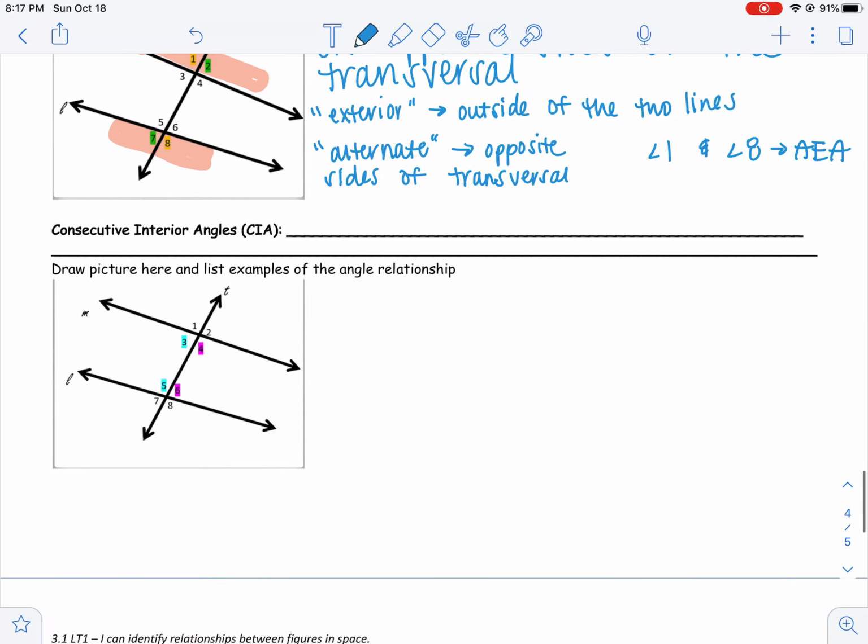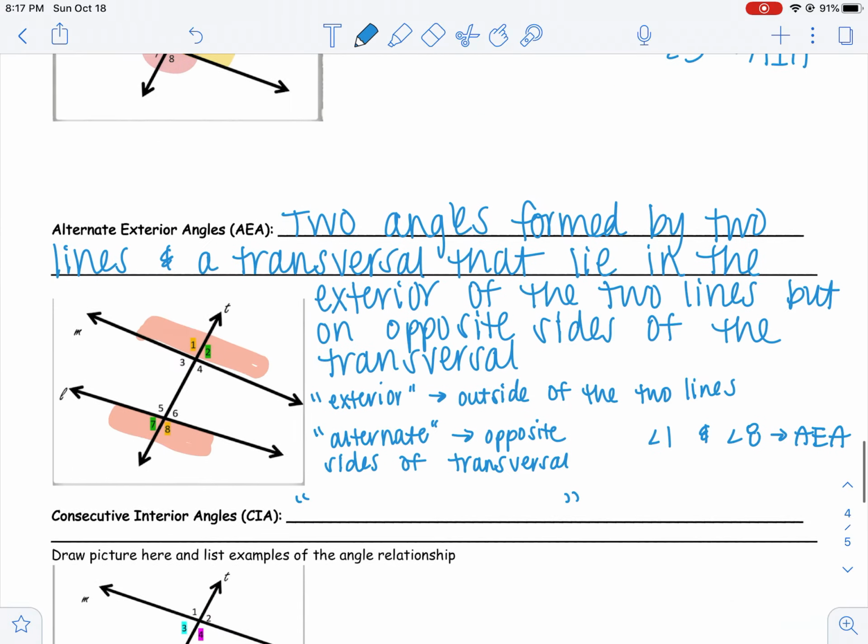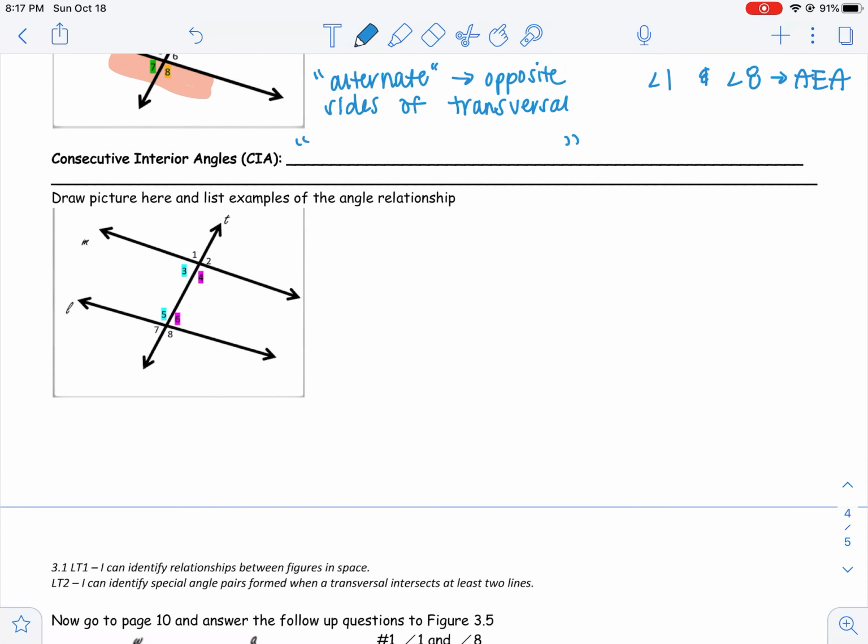All right, next up, consecutive interior angles. Okay, 2 angles formed by 2 lines and the transversal. So I think we don't need to spend the time rewriting all of that. Okay, it applies to every single definition. Okay, that lie between the 2 lines, but on the same side of the transversal.